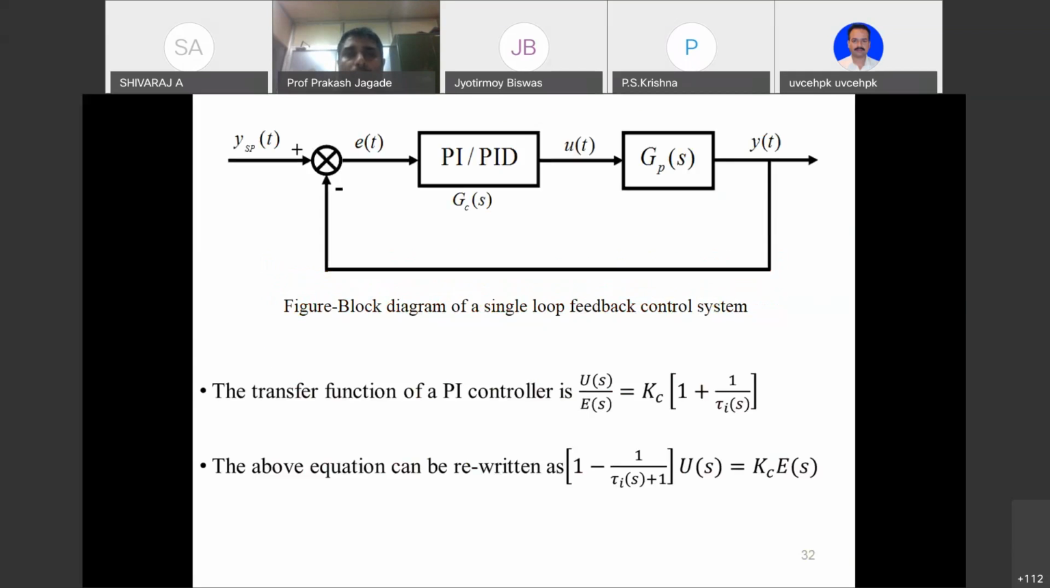So what I have explained so far is, for a given process, how to design a PID controller. GP is the transfer function of a process. For that, you can design a PI controller or a PID controller, and how it can be experimentally validated. That I have explained.